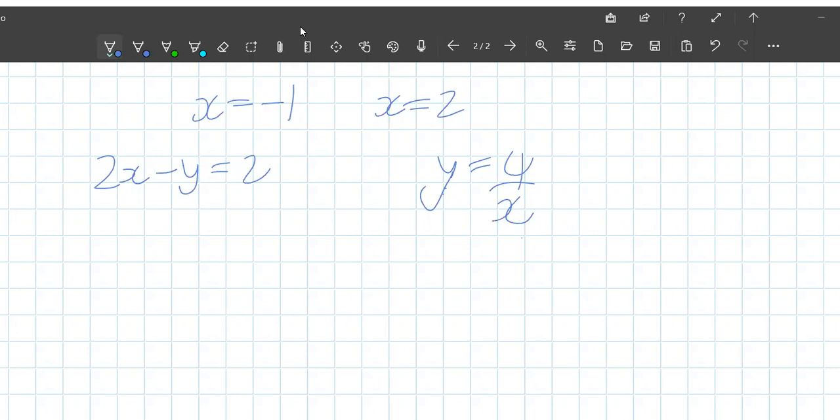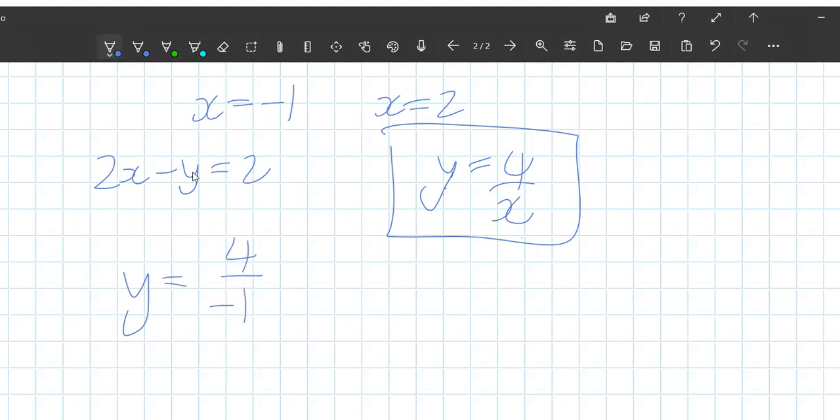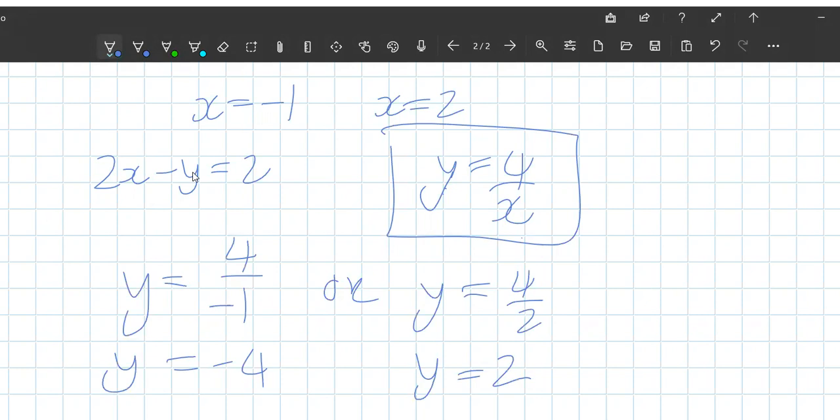Whichever method you chose to use, the easiest version to get y would be to sub it back into this side. So just sub your x values. Wherever you see an x, you put your x values. So y is going to be 4 over minus 1, or y will be 4 over 2. This just simplifies to minus 4, and this one simplifies to 2. And that's the end of that question.